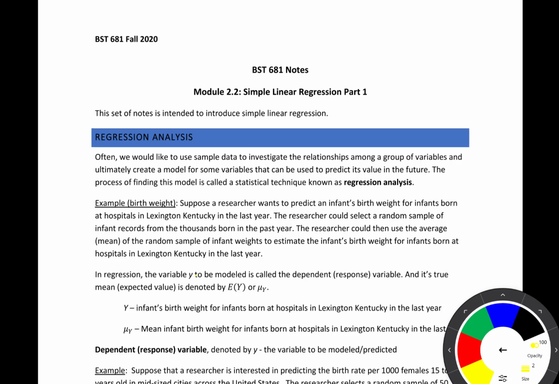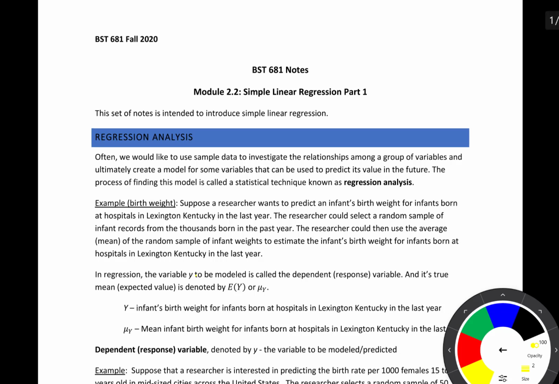the idea of regression. So for example, suppose a researcher wants to predict an infant's birth weight for infants born at hospitals in Lexington, Kentucky in the last year. The researcher could select a random sample of infant records from the thousands born in the past year. The researcher could then use the average or mean of the random sample of infant weights to estimate the infant's birth weight for the infants born at the hospitals in Lexington, Kentucky in the last year.